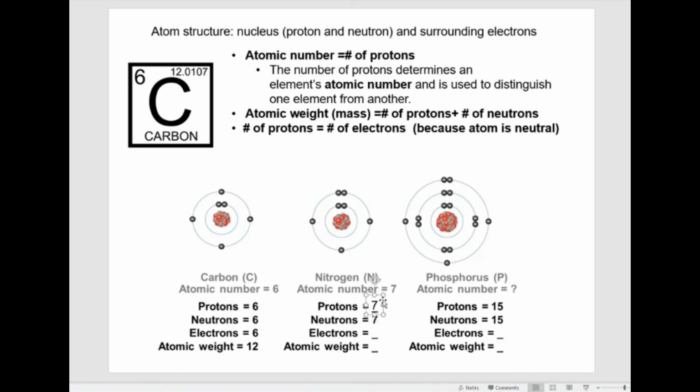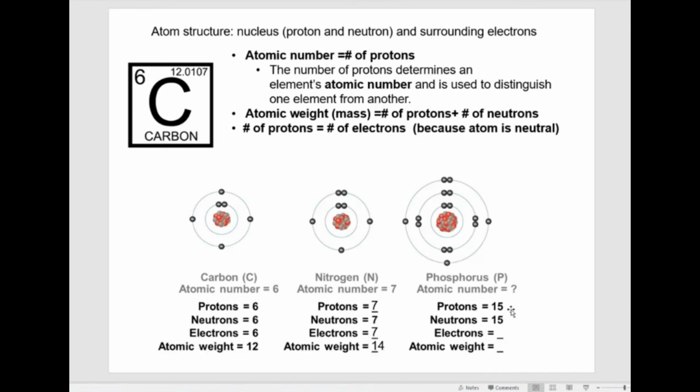And what about electrons? We said it should also be 7, same as protons. And what about the atomic weight? You're going to come here: atomic weight is the number of protons plus the number of neutrons. So 7 plus 7, and that should be 14. There you go, that's the answer.